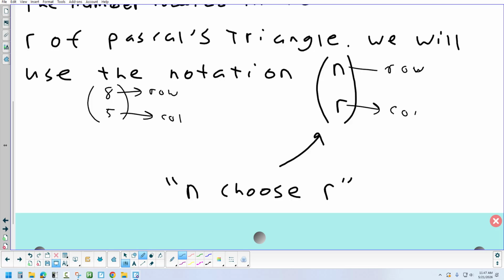The way that you generally see that pronounced is N choose R, and that comes from probability. Because if you had 8 objects and you wanted to know how many ways somebody could pick or choose 5 out of the 8 to take from you, that's the notation you use. 8 choose 5. Okay, same concept as having 8 objects and asking how many ways you could pick 5 out of 8 as a group to take.